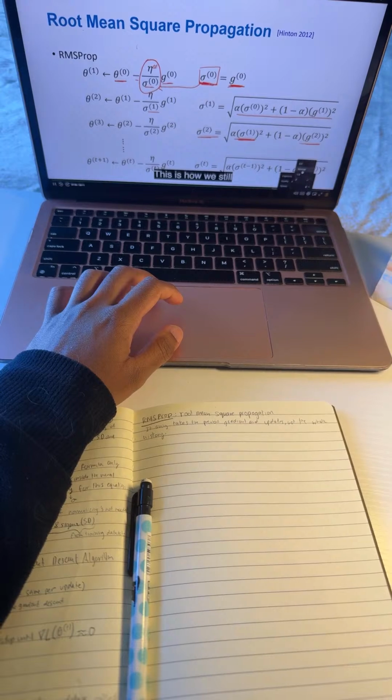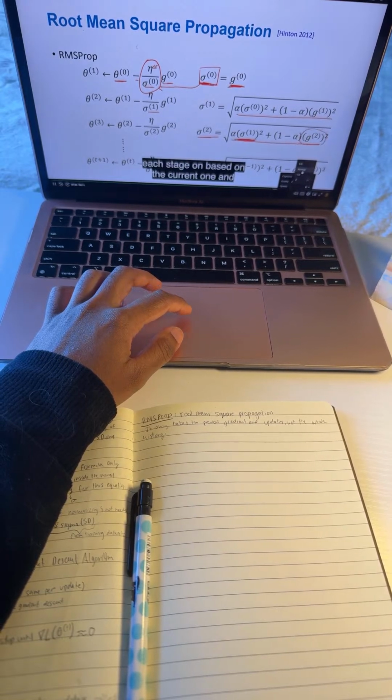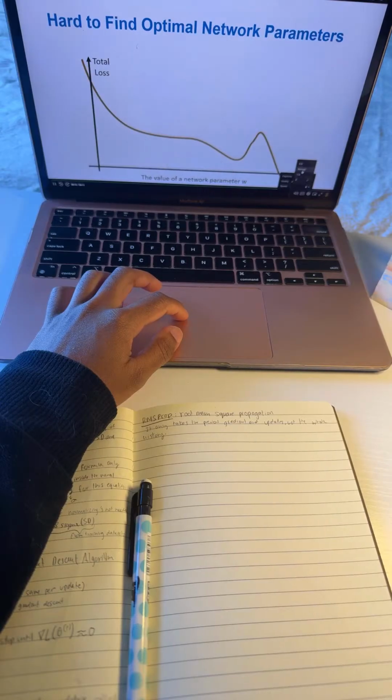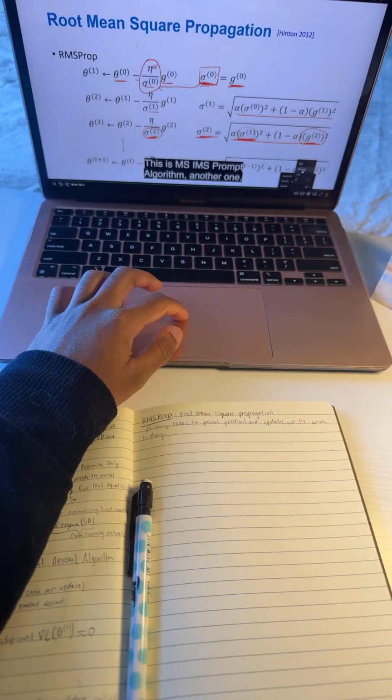So this is how we still consider all the history data, but we use the combination at each stage. We only base it on the current one and use this adjustable variable to control how much we change this learning rate. Okay? So at each stage, we only need the previous theta value and the current gradient value in the combination to control this adjustment. Right? So this is the RMSProp algorithm.